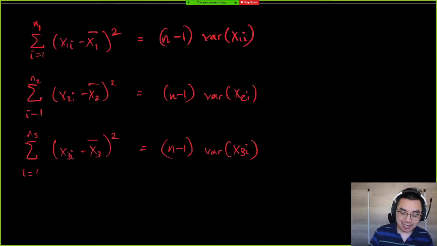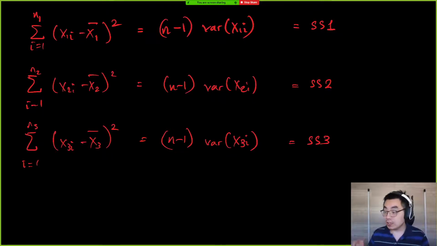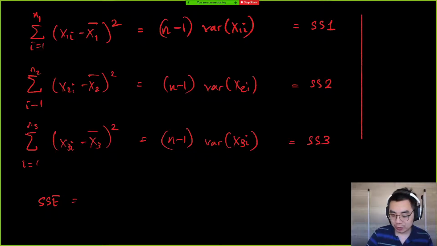So let's call this SS1, this is SS2, this is SS3. Then the SSE, which is going to form a part of the F statistic that we saw before, is simply the total of this within group variation. So you can really see how these all represent within group variation.